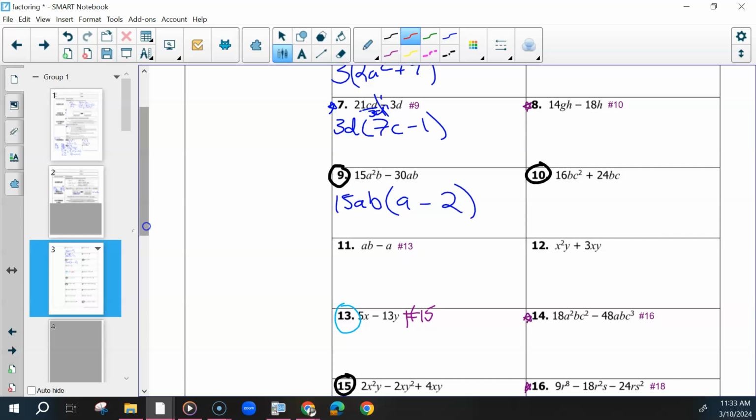Any questions, confusion so far? Where did the exponent go on 9? So if you divide this by 15, AB was 2 minus 1, which is 1. Okay. So remember, I'm not writing the division piece. If it helps you see it more clearly, see where the exponents are being subtracted, do that.